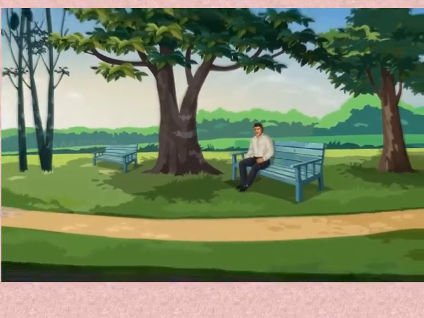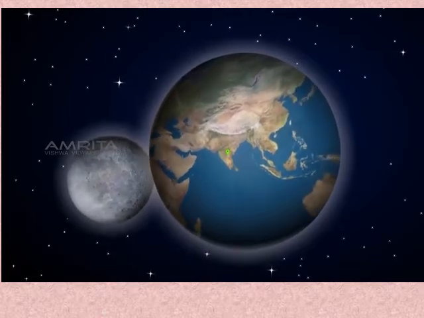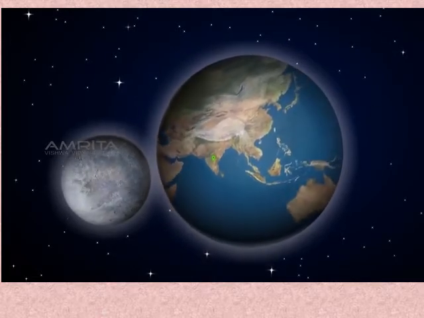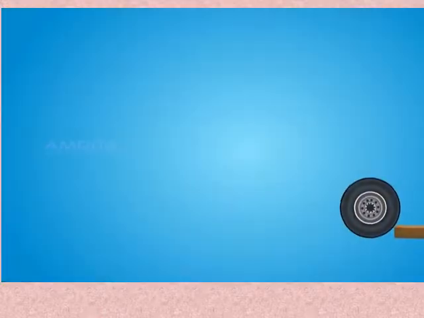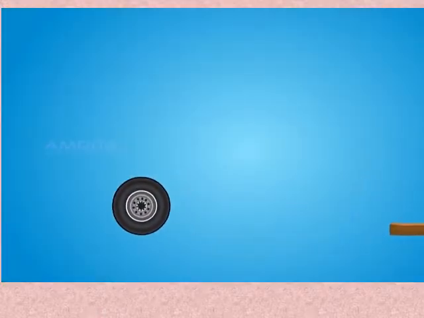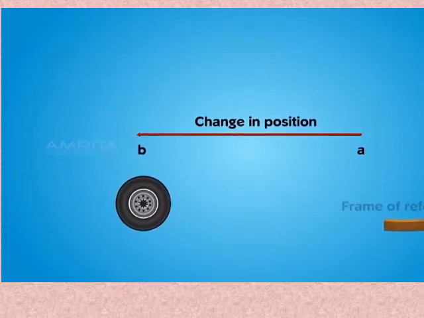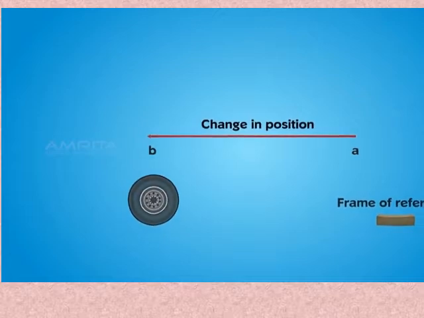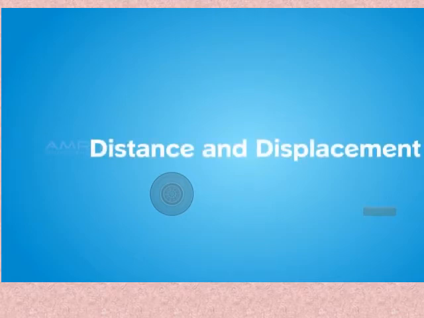Now, consider the earth and the moon. With respect to the moon, the earth is in motion, and so the man is also moving. Here, the moon is a frame of reference. Therefore, an object is said to be in motion if there is a change in the position of the object with respect to the frame of reference. So far, we've discussed motion and frame of reference. Let's now understand the meaning of distance and displacement.